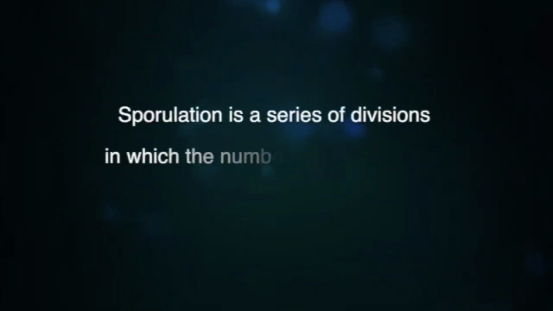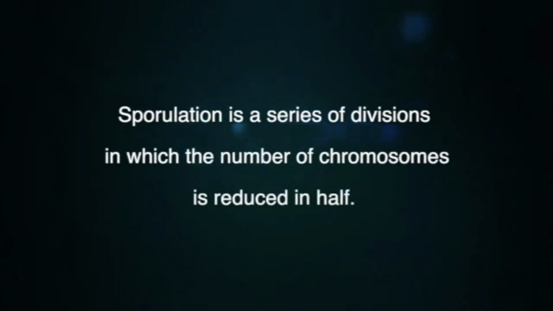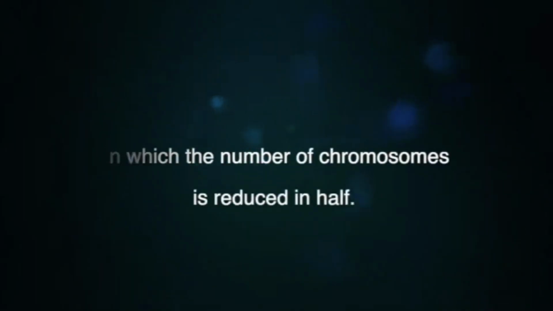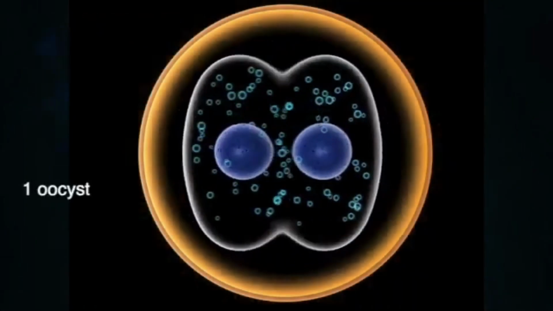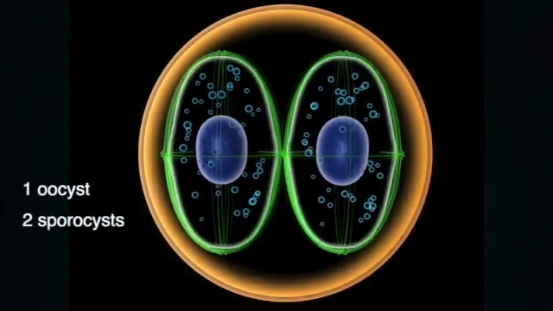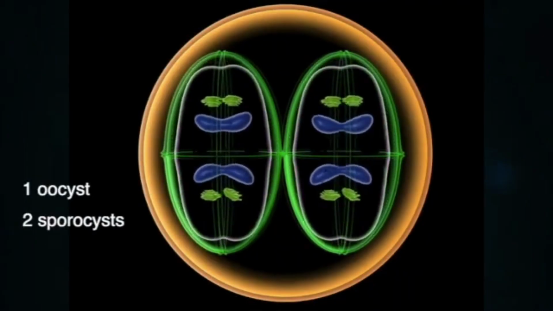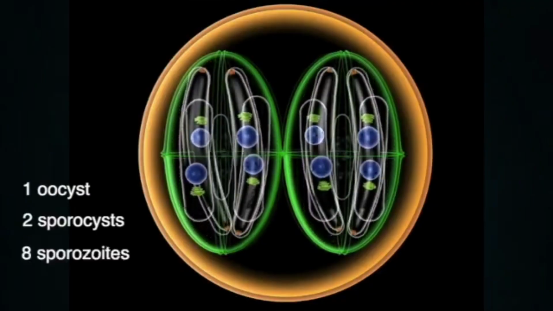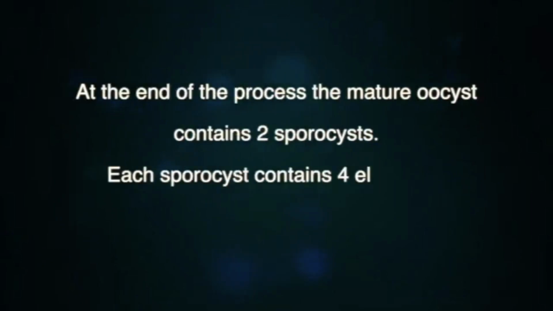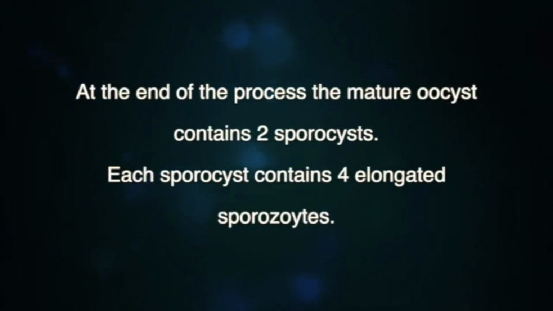Sporulation is a series of divisions in which the number of chromosomes is reduced in half. The first division of the oocyst gives rise to two sporocysts. Each is limited by a sporocyst wall, here shown in green. At the end of the process, the mature oocyst contains two sporocysts.